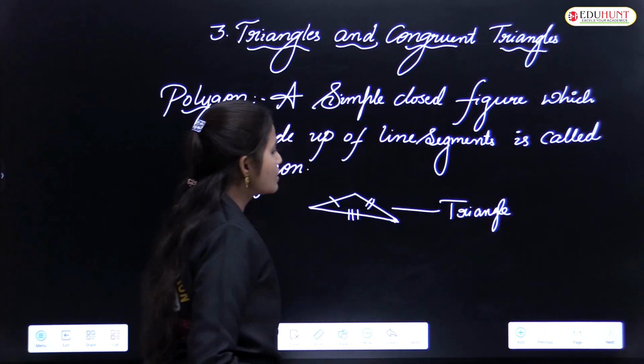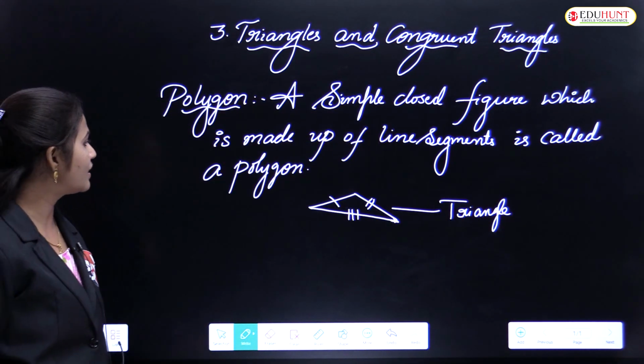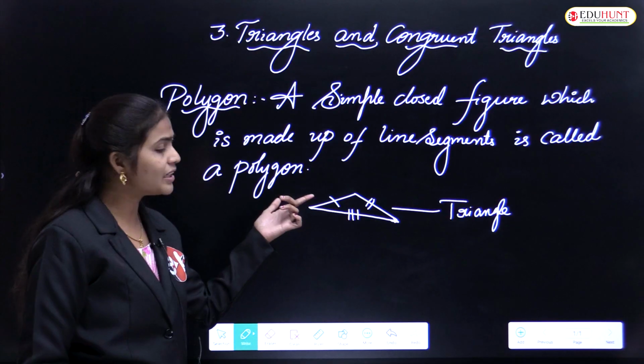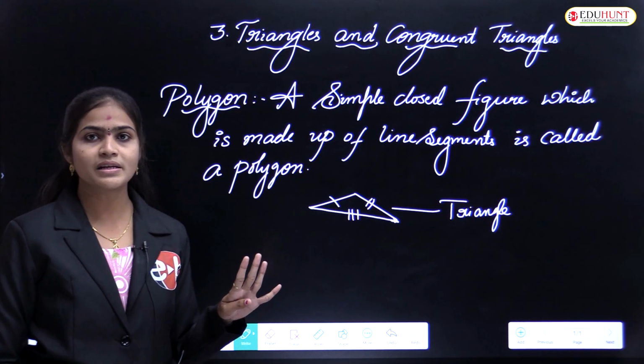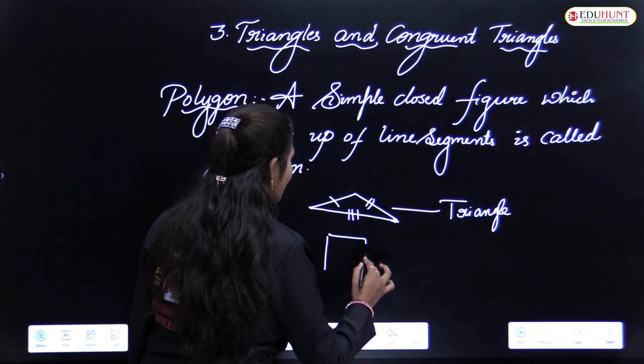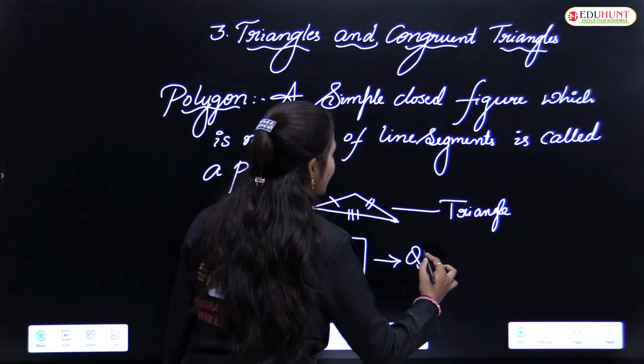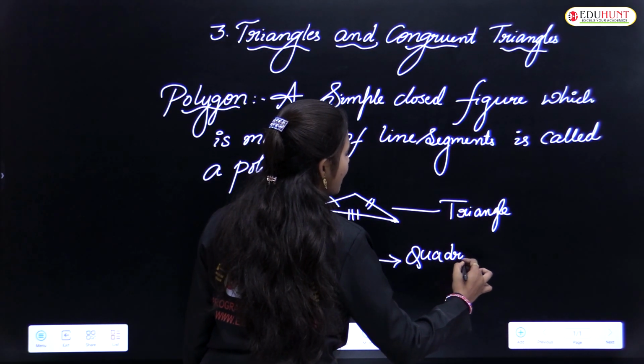Okay, so minimum number of line segments completed. After 3 we have 4 line segments. So 4 line segments means we will call that one a quadrilateral. In that quadrilateral there are so many names.